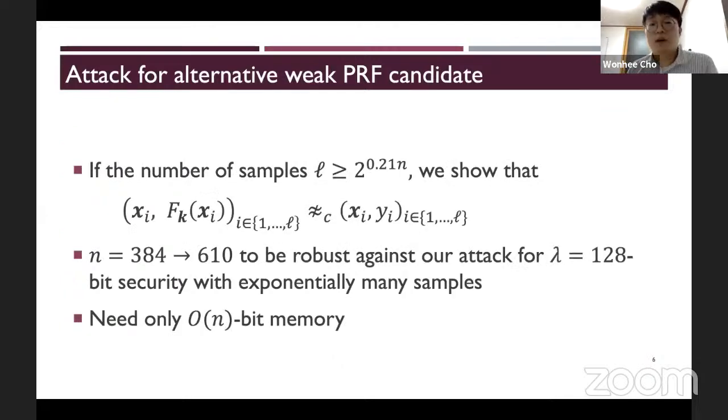Therefore, if the number of samples is larger than 2 to the power of 0.21 n, then we can distinguish the weak PRF samples from random samples. So if we can get exponentially many samples, then the dimension n must grow from 384 to 610 to be robust against our attack for 128-bit security. And also our attack just averages the samples, so we do not have to store all samples. We need only O(m)-bit memory for precision, unlike the PKW attack.